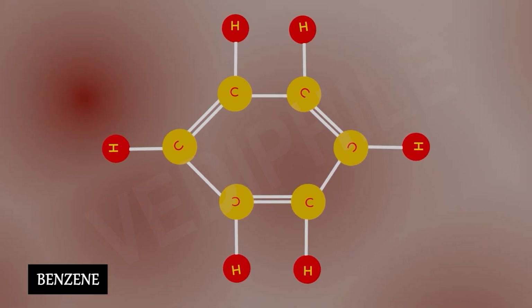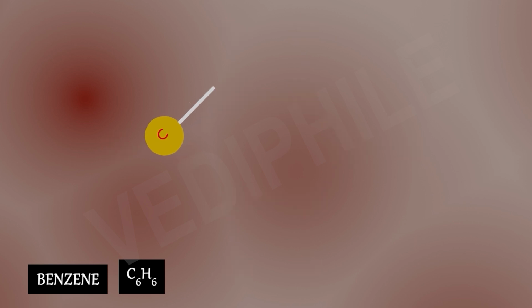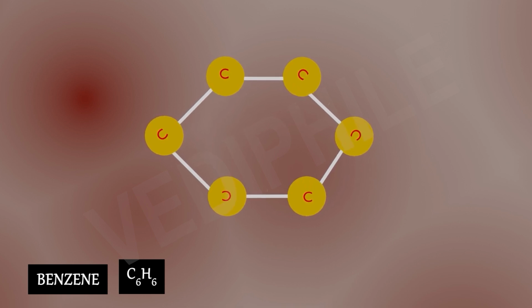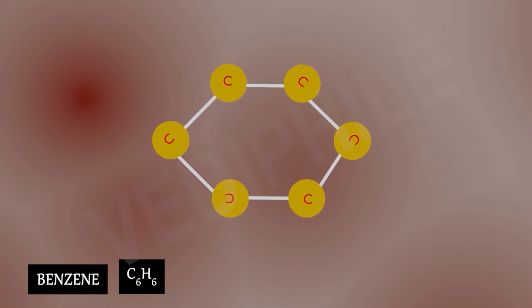So benzene's formula is C6H6. So 6 carbons are attached with 6 hydrogens and they are attached with each other in the ring form. So we are going to draw the structure of benzene. So first we will draw the carbon skeleton. The carbon skeleton is cyclic in nature, so every carbon is attached with 2 other carbons. And now hydrogen will be attached with each carbon with a single bond.